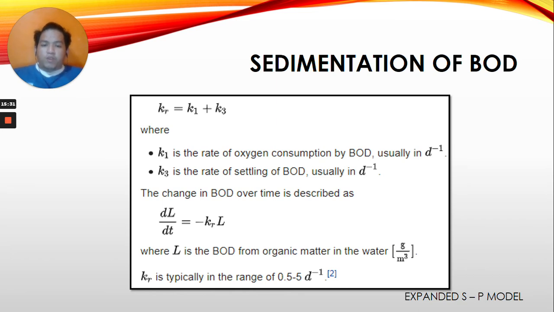The change in BOD over time is described as dL over dt is equal to negative Kr times L, where L is the BOD from organic matter in the water, and Kr is typically in the range of 0.5 to 5 d to the negative 1.